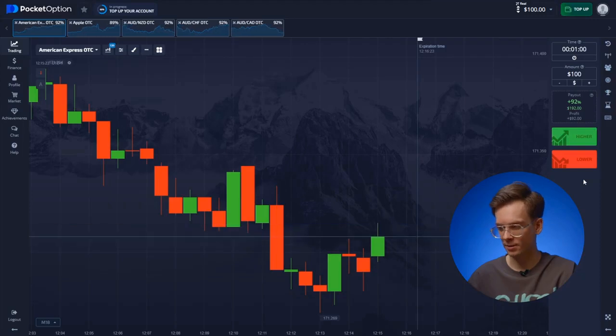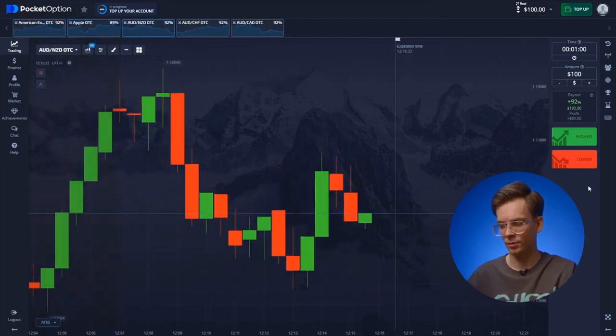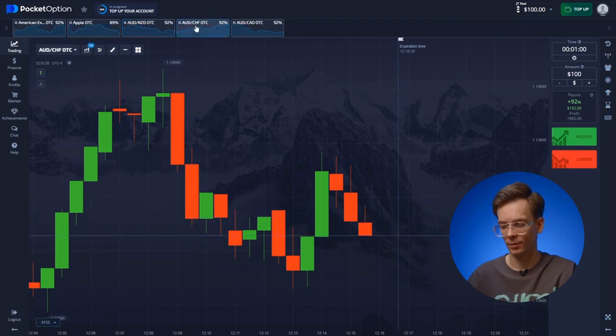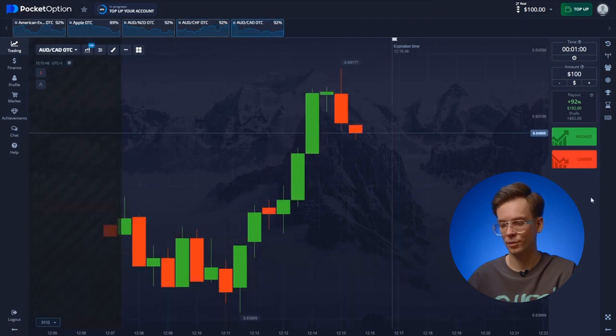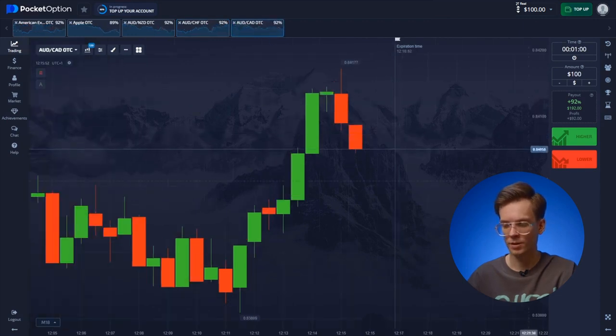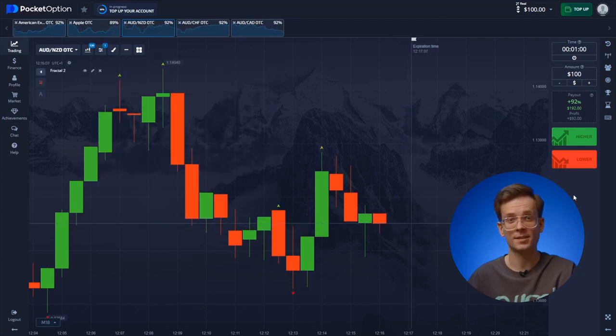American Express, got it. Next up, Apple, Aussie and New Zealand dollar. Oh, I like this one, let's keep it in mind. The Aussie and franc. Well, Australian and Canadian too. Now back to Aussie and New Zealand dollar. I'm adding the main fractal indicator. Check it out, little dots just popped up above the candle. See them? It's time to get trading.